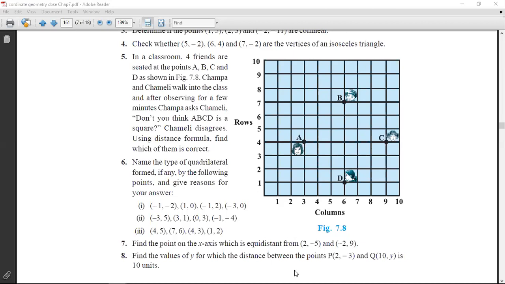Now we have to prove whether it is a square or not. Okay guys, the locations of A, B, C, D, so we'll write over here. The location of A point is, I'm writing here, A is 3, 4, and B is 6, 7, and C is 9, 4, and finally D is 6, 1.